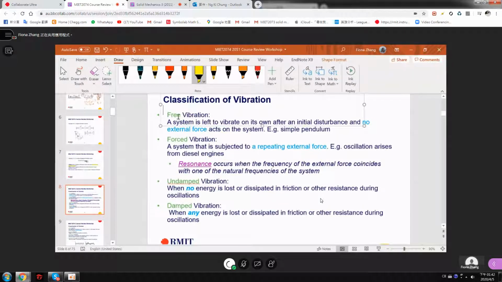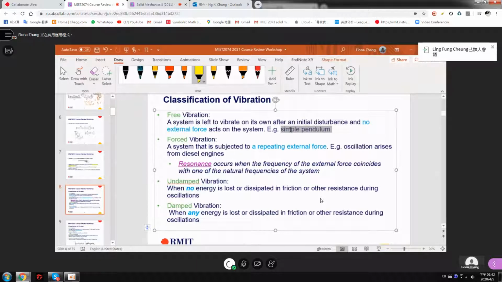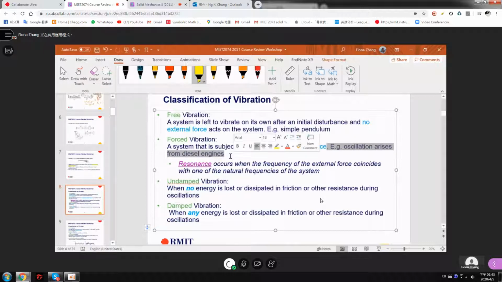Right, for free vibration, a system is left to vibrate on its own after an initial disturbance and no external force acts on the system. For example, the simple pendulum, or a simple mass spring. Forced vibration is a system which is subject to a repeating external force. For many machines and motors, you have this repeating external force. Oscillation arises from engines, diesel engines. So this is forced vibration.